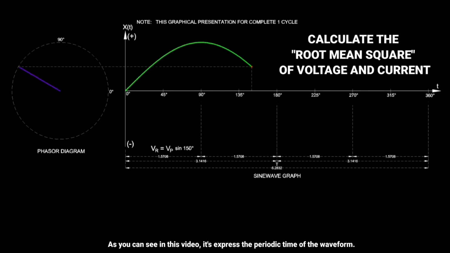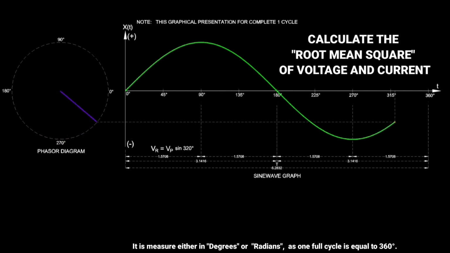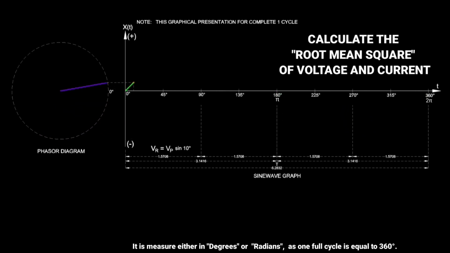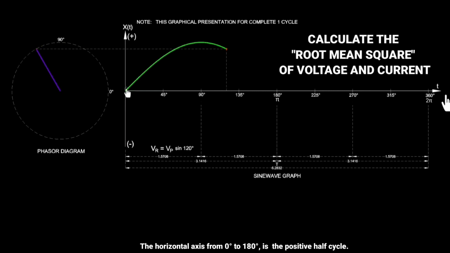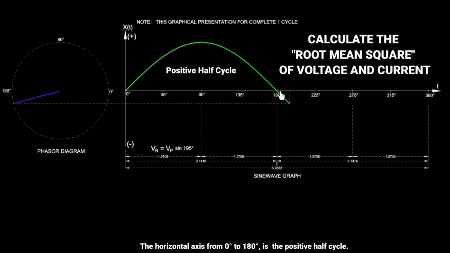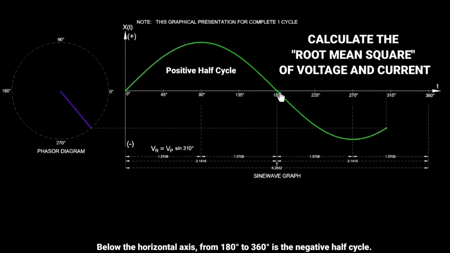As you can see in this video, it expresses the periodic time of the waveform. It is measured either in degrees or radians, as one full cycle is equal to 360 degrees. This horizontal axis, from 0 degrees to 180 degrees, is the positive half cycle. Below the horizontal axis, from 180 degrees to 360 degrees, is the negative half cycle.